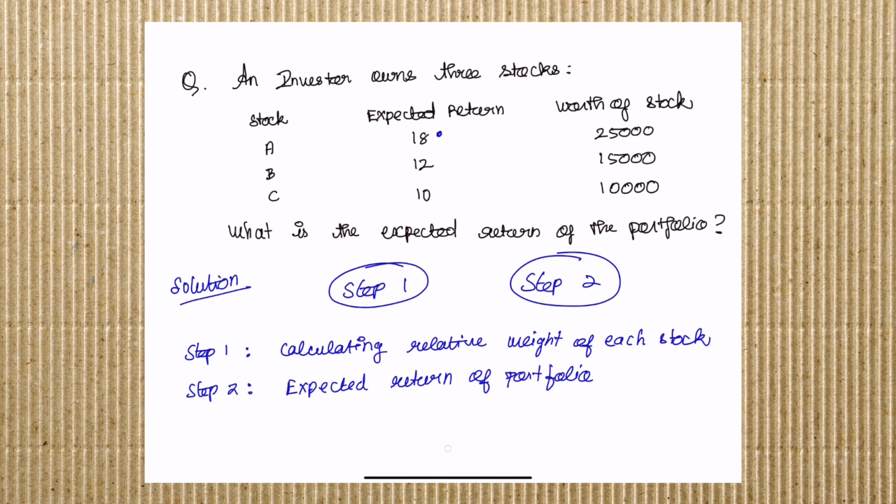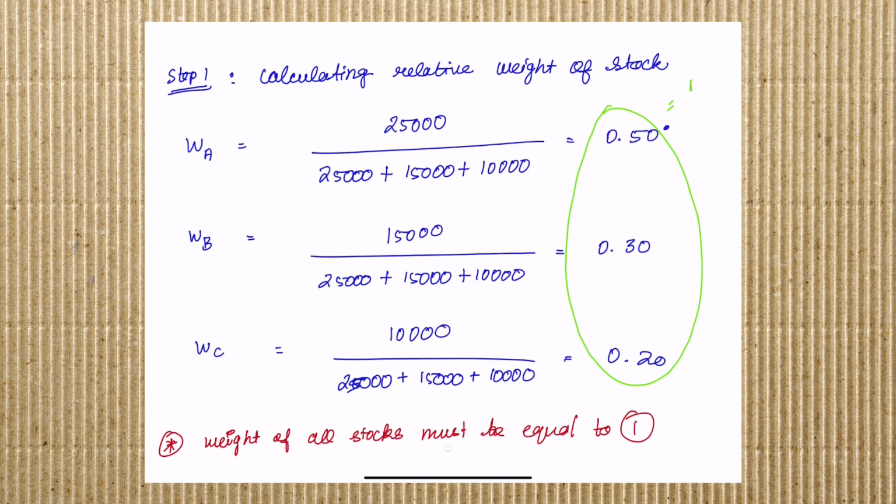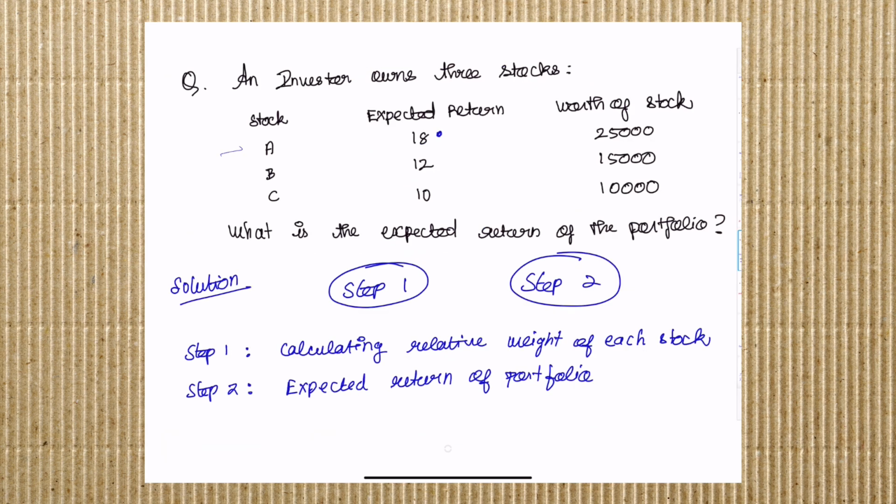This can be done through 2 steps. One is I will calculate the relative weight of each stock, and secondly I will use this relative weight to find my expected return of the portfolio. Let us see how it is done. You can see here in step 1 I'm going to calculate the relative weight of stock. So weight A, that is stock A. You can see here stock A worth is 25,000. So the total sum comes to be how much? 50,000. So out of 50,000, the 25,000 goes to stock A.